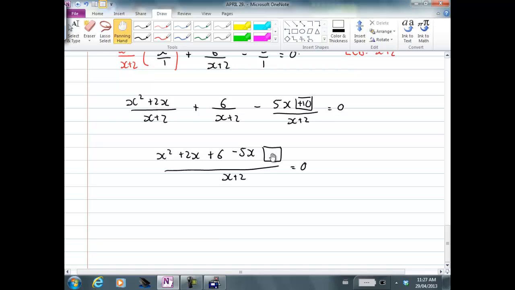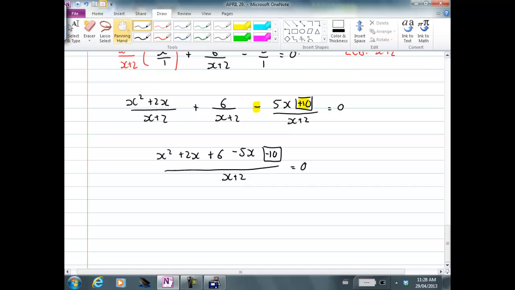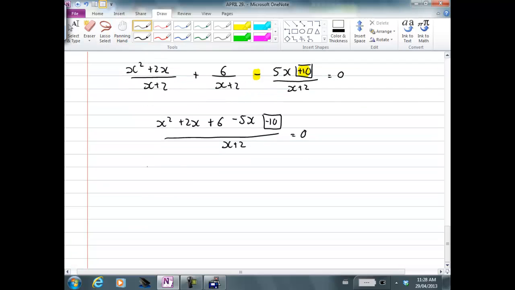Pawan, what goes in this box? It's a negative 10. Be careful. I want you to highlight this negative right now. Because that negative changes this part. A lot of people forget about this and it screws up everything. Minus 10. Take a minute. I'm going to pause it and let you solve on your own. I'm going to simplify the top part. You should have x squared minus 3x minus 4 over x plus 2 equals 0.